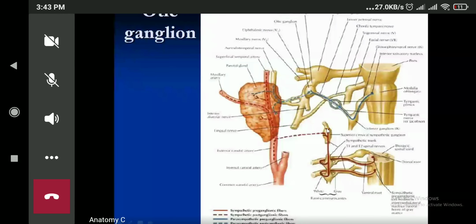Now from there, the postganglionic sympathetic fiber will form a plexus around the vessels. So always remember, sympathetic postganglionic fiber will always run around the blood vessels, forming a plexus. So this will form a plexus around the external carotid artery, then around the maxillary artery, and supply the parotid gland.